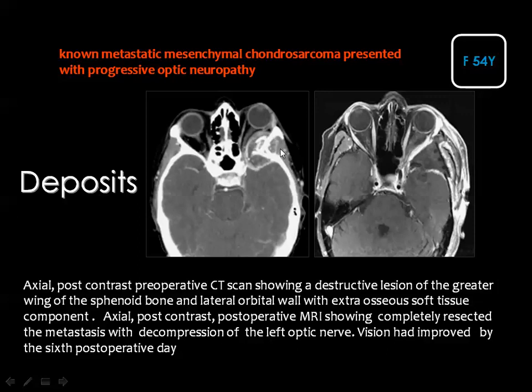The preoperative CT scan showed a destructive mass in the greater wing of the sphenoid as well as the lateral orbital wall, with a significant extraosseous soft tissue component encroaching on the orbital cavity. Then this MRI is obtained after surgery, with removal of the metastatic deposit and improvement of the visual acuity. Thank you very much.